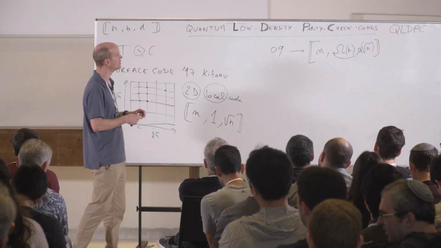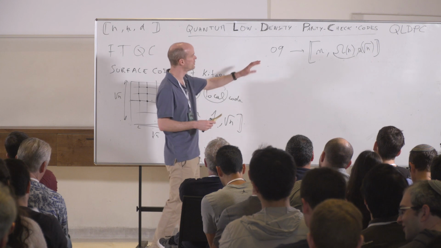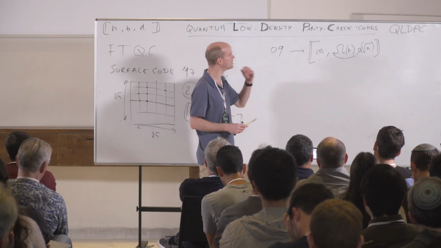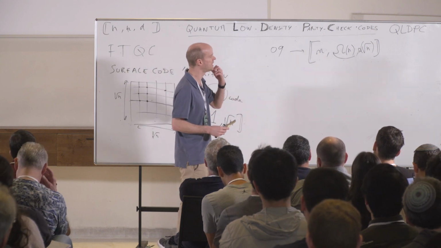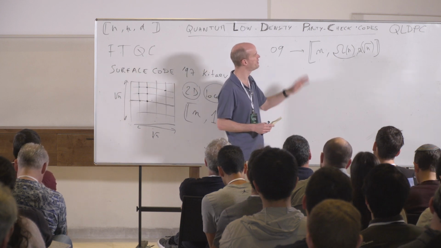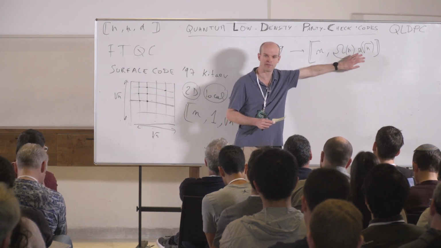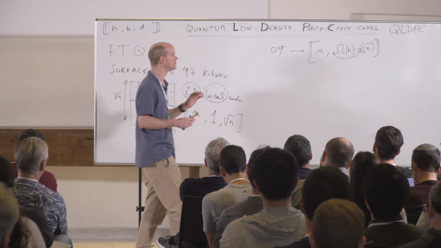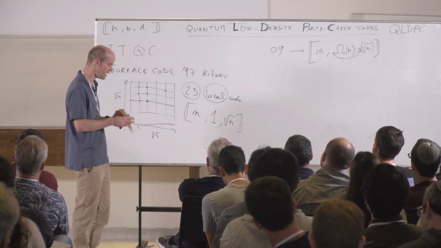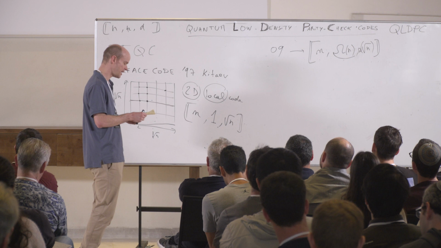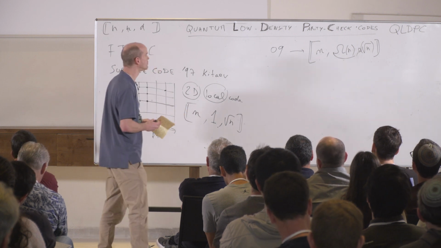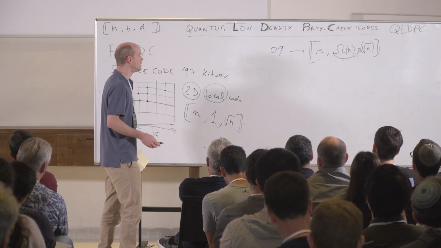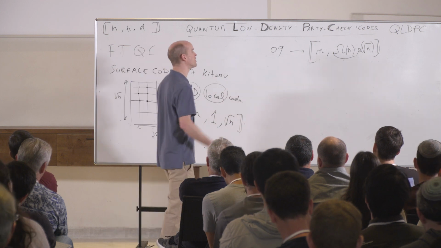Okay, and then for more than 10 years, nobody made any progress on this question, and it was really not clear. All the constructions that people could think of were always hitting this square root n bound on distance. And okay, so can we do better than this? Okay, so the answer is yes.